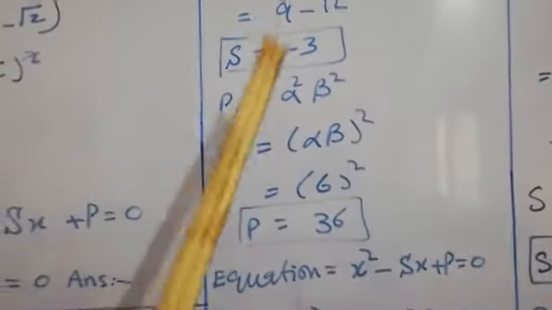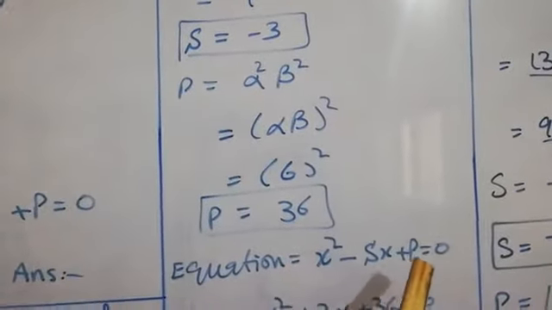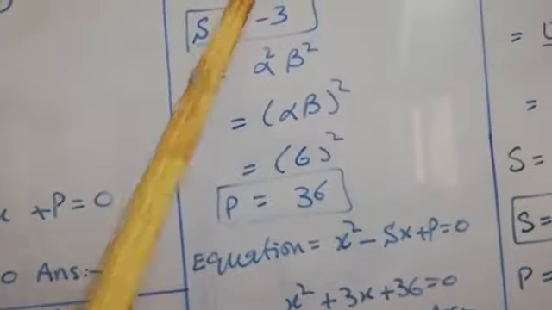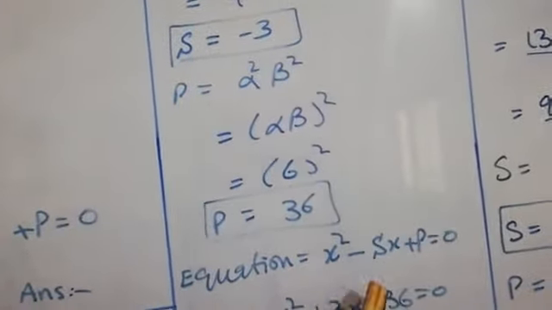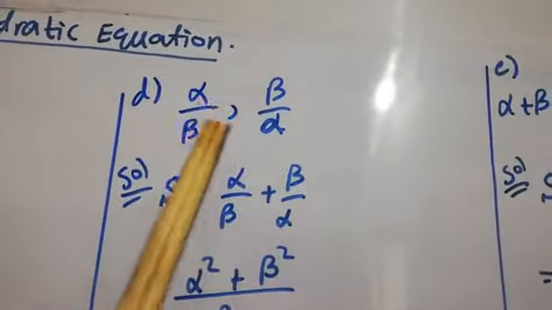Now we have the sum and the product of the roots, so we can easily form the equation. The equation is x square minus sx plus p equals to 0, and s is minus 3, so minus s is plus 3x plus 36. This is the equation.